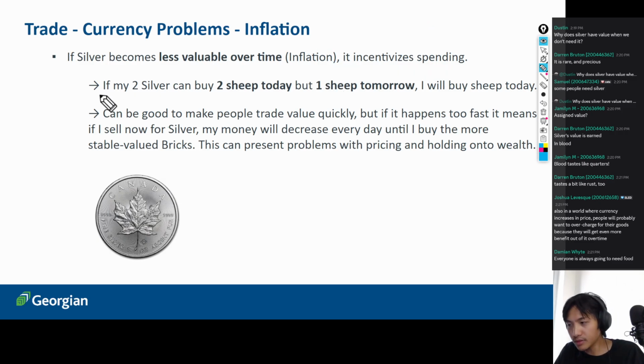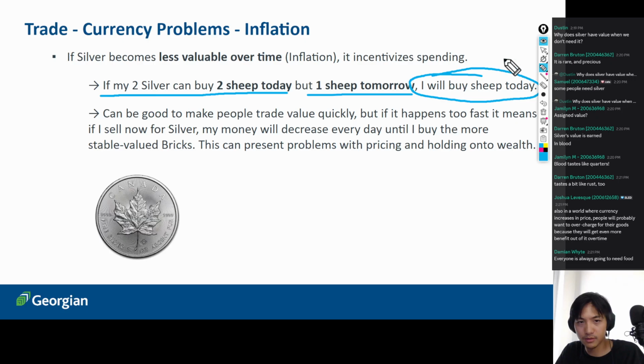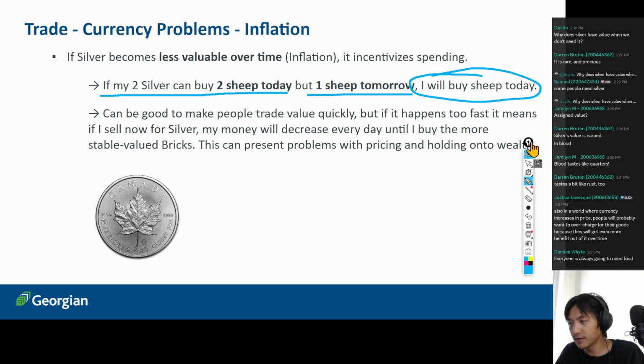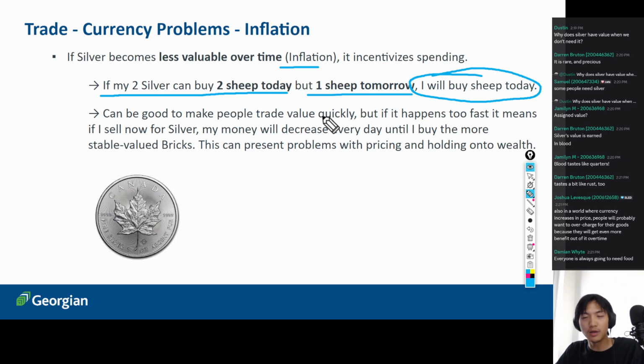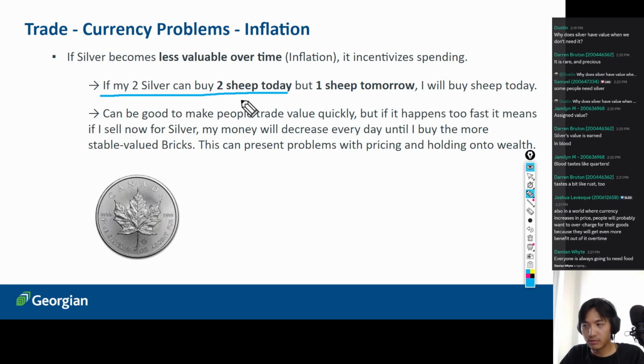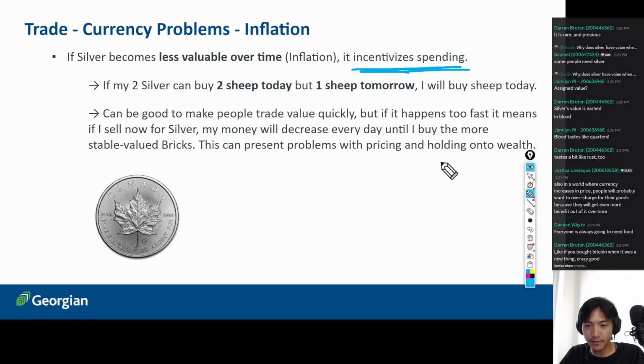So, how about this? If my 2 silver can buy 2 sheep today, but it can only buy 1 sheep tomorrow, then I will buy sheep today, right? That is the incentive. If we are in a situation of inflation, I will buy the commodity, I will make the trade, right? I'll try to buy the sheep before my money becomes worthless tomorrow. On an extreme level, that's not good, right? But on a controlled level, it very slightly incentivizes you to spend money.